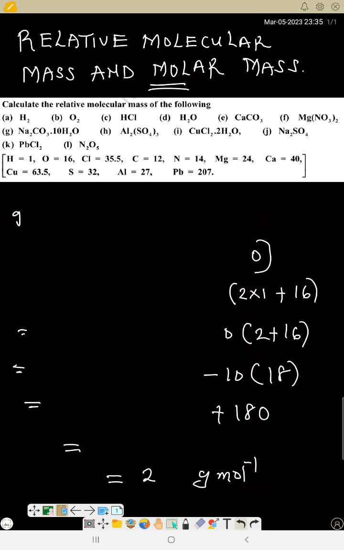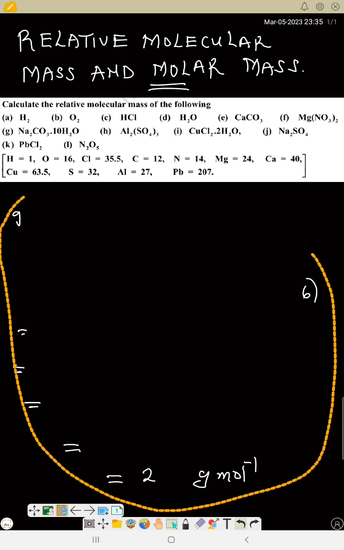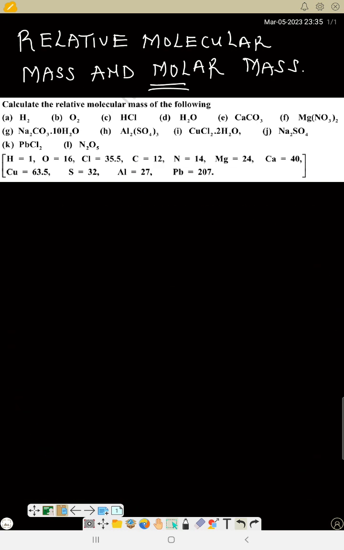So you will do the next. The next one is aluminum sulfate, or aluminum tetraoxosulfate(VI). Al is aluminum, SO4 is tetraoxosulfate(VI). So this is aluminum tetraoxosulfate(VI), or simply aluminum sulfate.